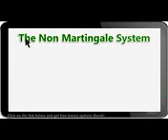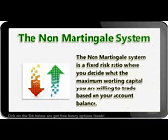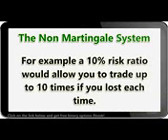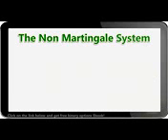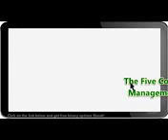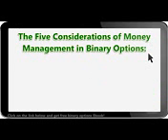The non-martingale system is a fixed risk ratio where you decide the maximum working capital you are willing to trade based on your account balance. For example, a 10% risk ratio would allow you to trade up to 10 times if you lost each time. This might sound like fun if you were shooting rings at the carnival, but as you are trading your account balance, you would like to have a chance at growing your account rather than blowing your account on a losing streak. The 5 considerations of money management in binary options.